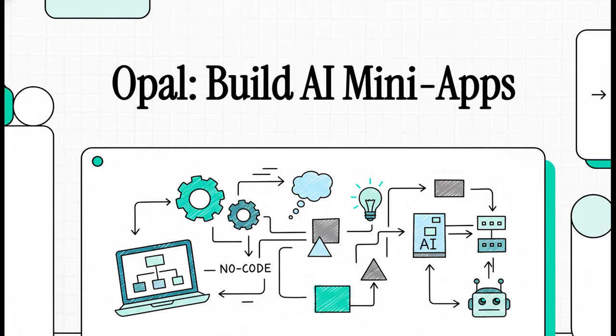All right, today we're diving into something from Google Labs that could be a total game changer for how we bring ideas to life. It's called Opal, and its promise is huge, letting anyone, and I mean anyone, build AI apps without writing a single line of code.